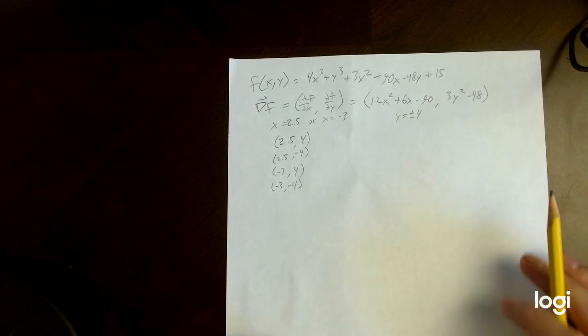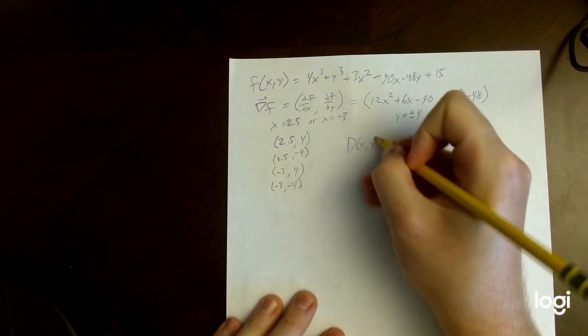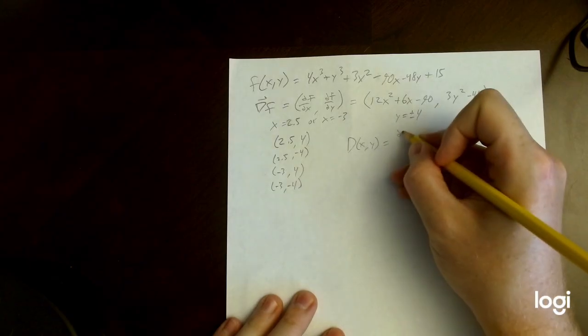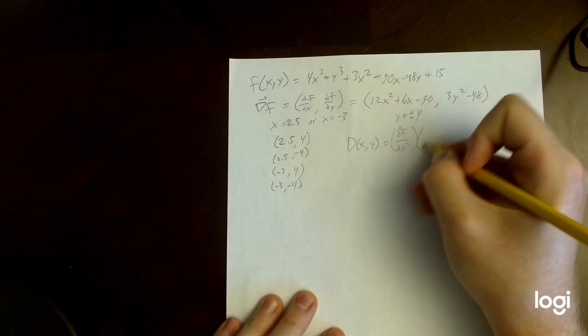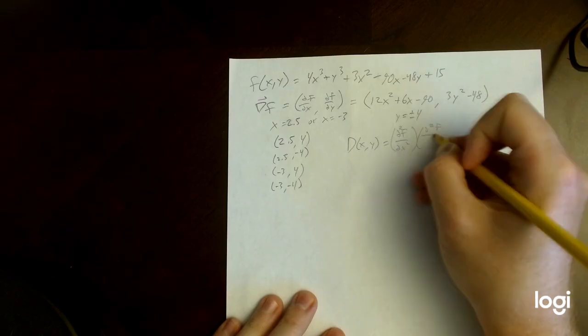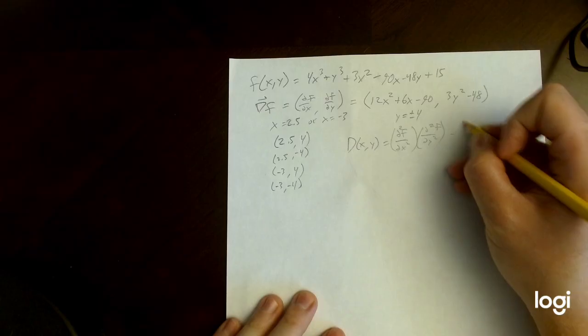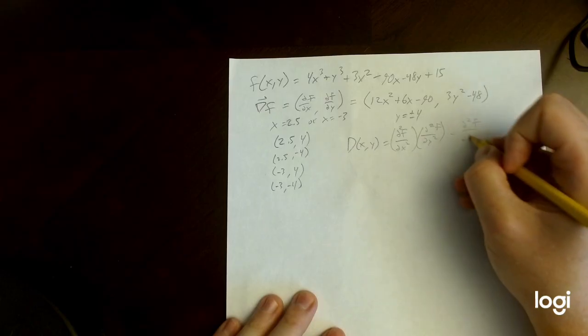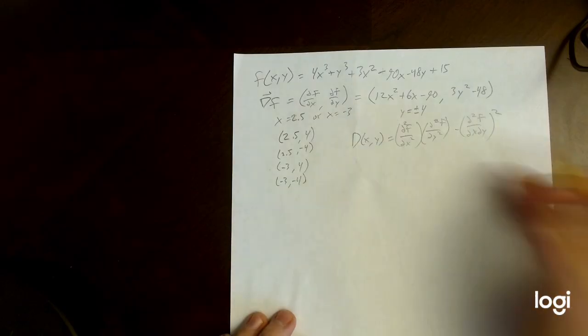So now we need to figure out that second derivative test. We have this function d of x, y, which is the second derivative with respect to x, multiplied by the second derivative with respect to y, minus the mixed partial squared. So let's calculate these.